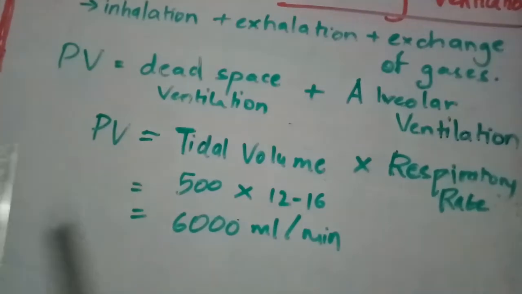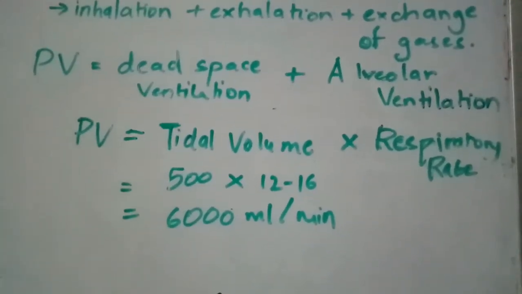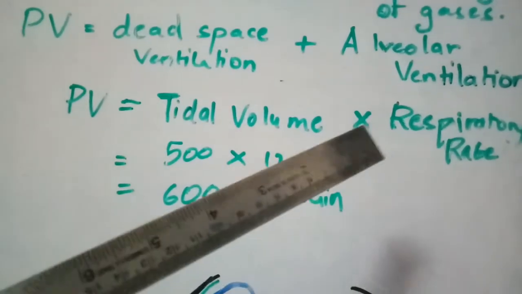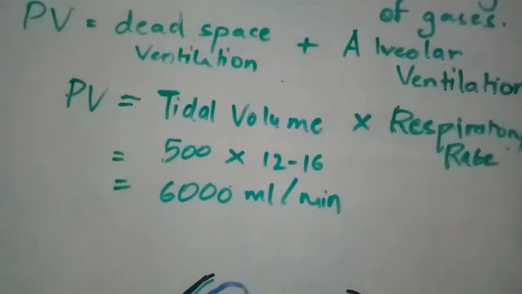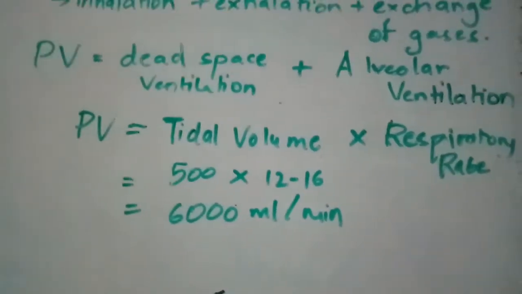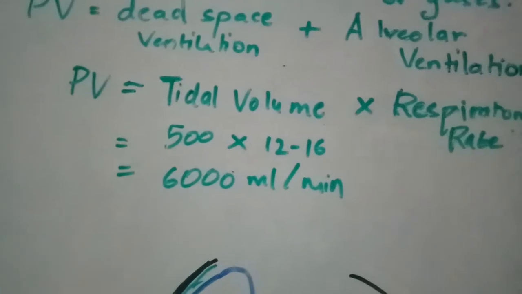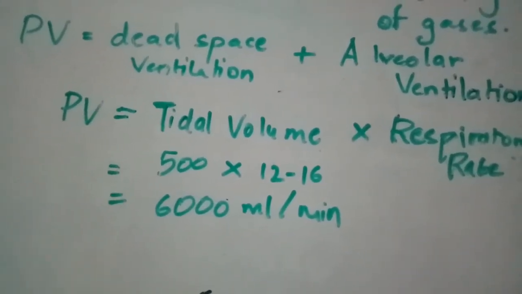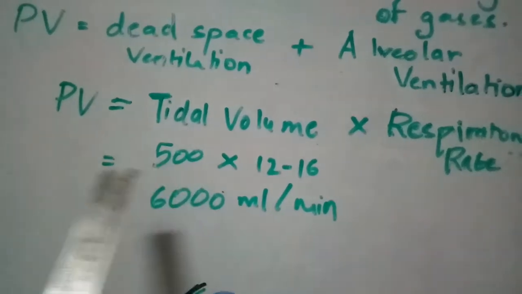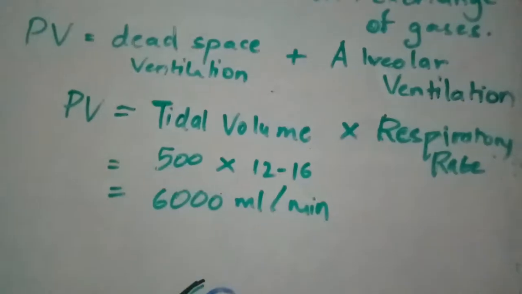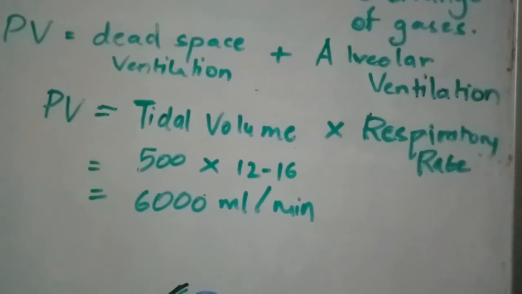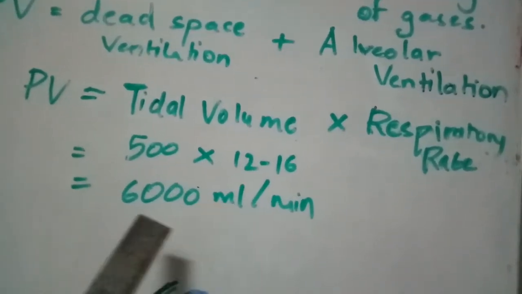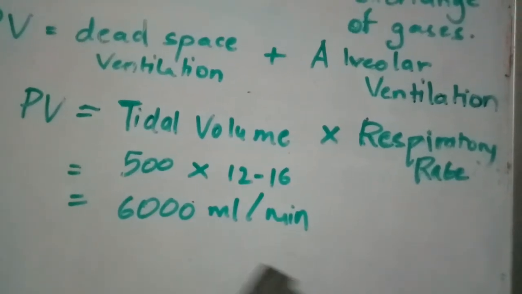Now we have a formula of pulmonary ventilation, which equals tidal volume times respiratory rate. Tidal volume is the air that enters or leaves during a normal respiration. It is normally 500 ml, and respiratory rate, as we know, is 12 to 16 per minute. If we calculate this, we get the answer 6000 ml per minute.